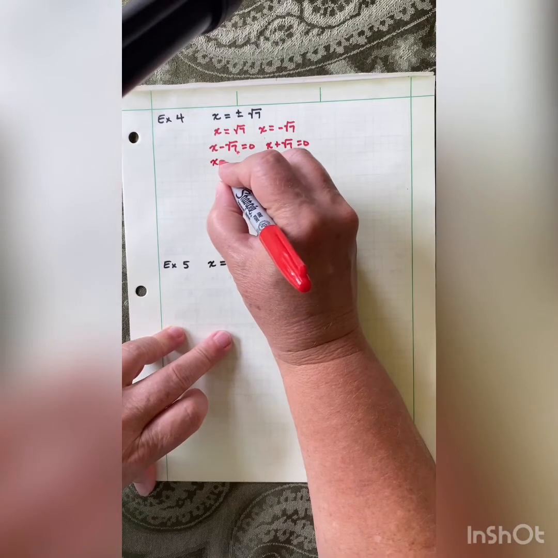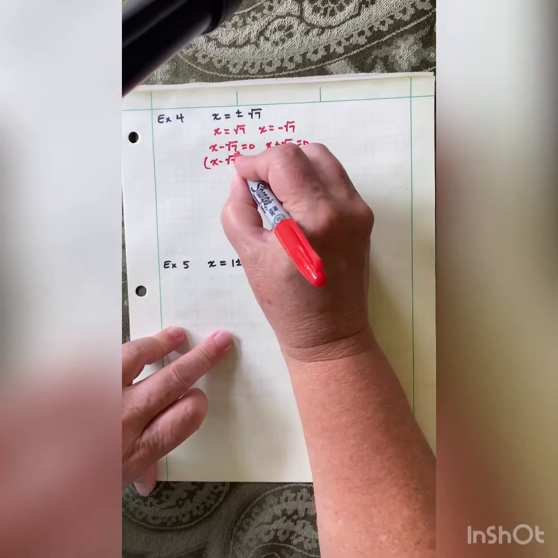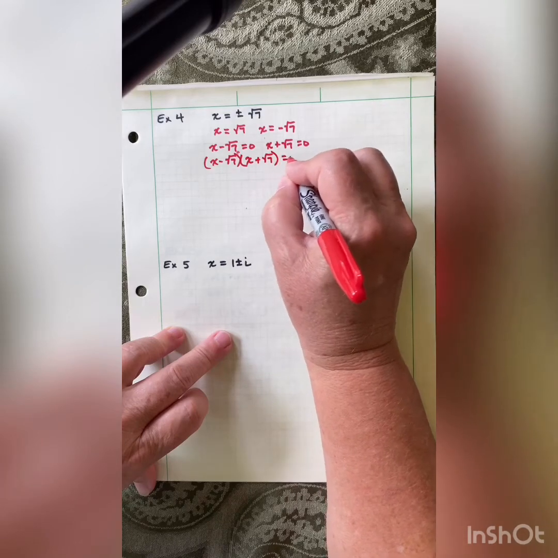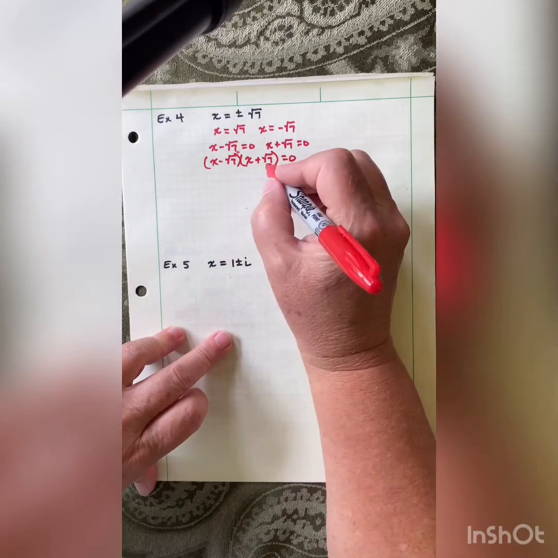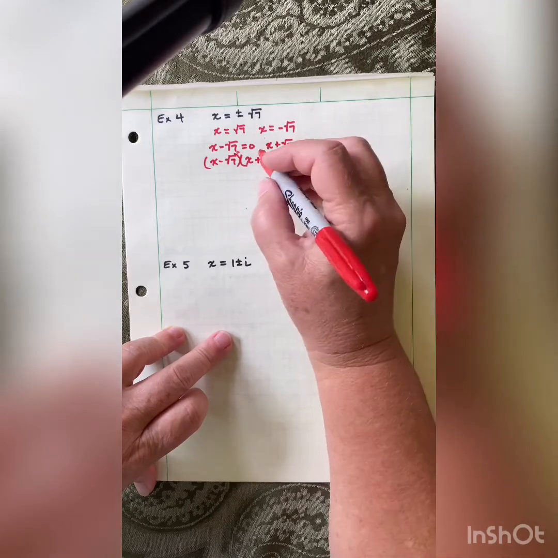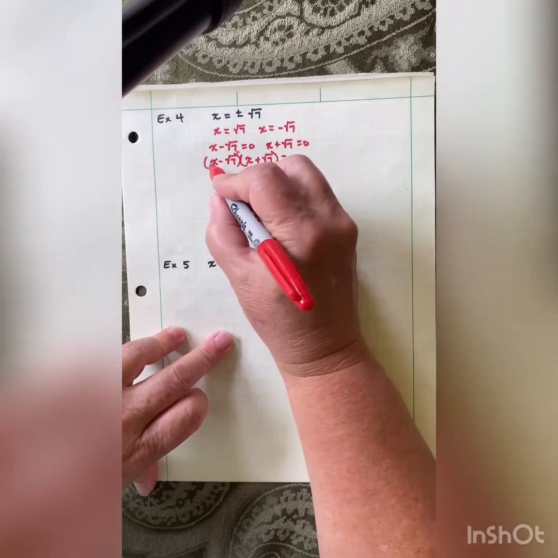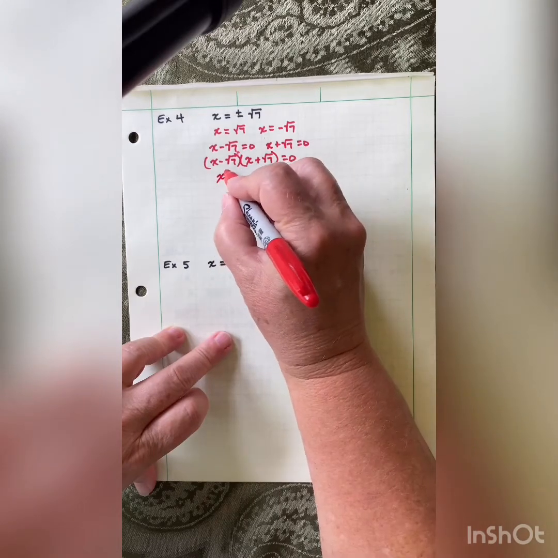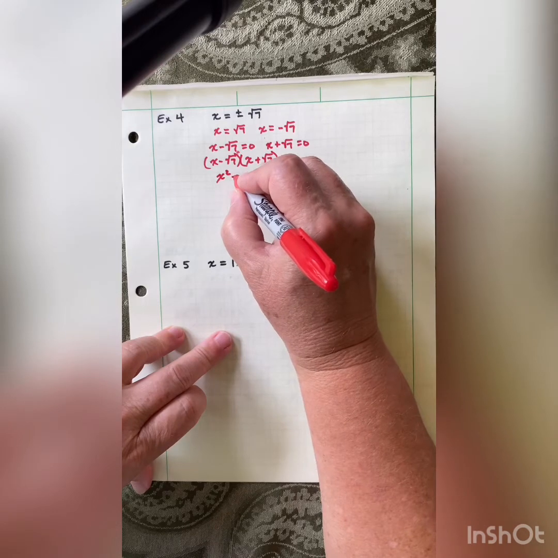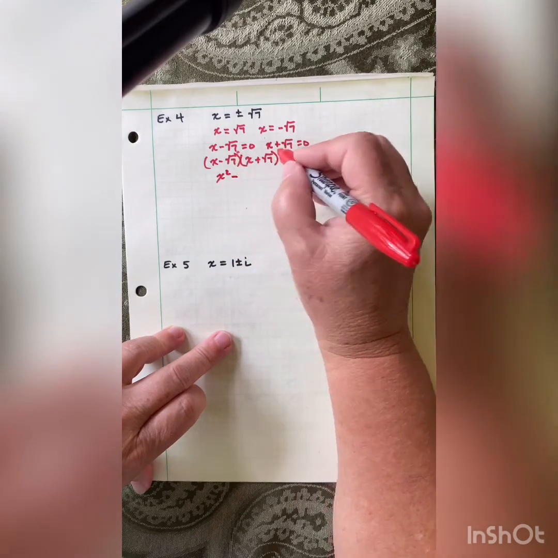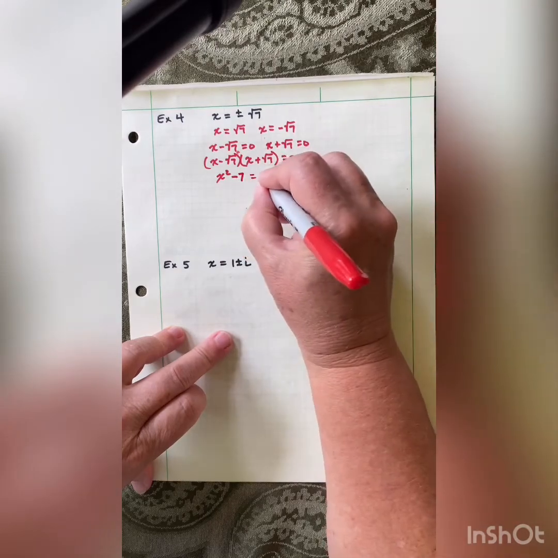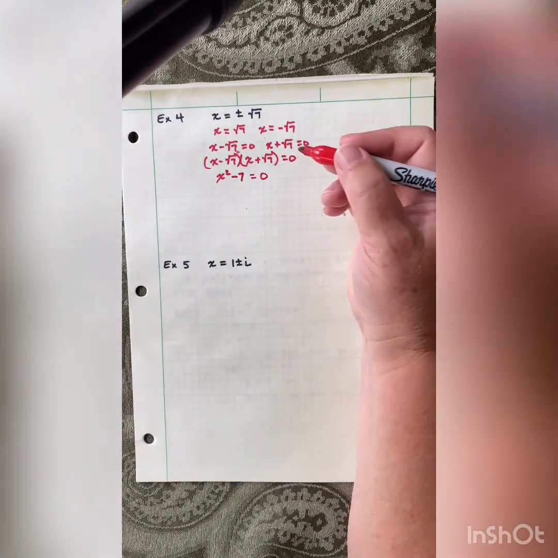So x minus square root of 7 times x plus the square root of 7 equals 0. Now look, they're the exact same thing but opposite signs, so we know the middle term is going to go away, so I don't even have to try to find that. X times x is going to give me x squared. Then I have a negative times a positive, so that's going to give me a negative. Square root of 7 times square root of 7 is going to give me a 7, equals 0. And that's it.